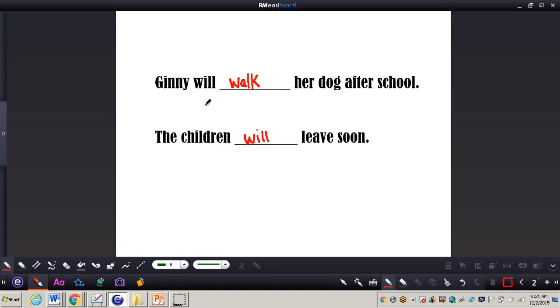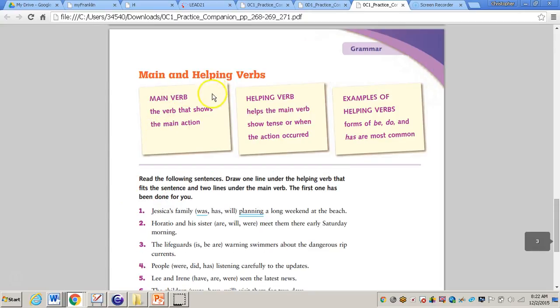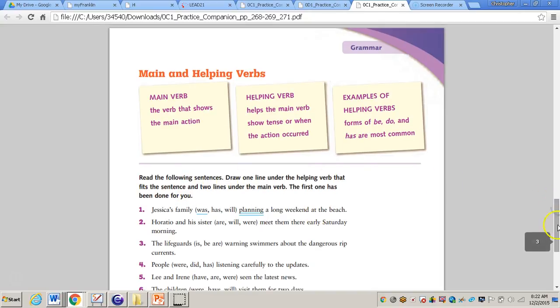So now what I want you to do is turn your practice companion books to page 271 and we'll go over this together. So you can see at the top it says main verb and helping verb. Main verb is the verb that shows the main action. Helping verb helps the main verb show tense or when the action occurred. And some examples of helping verb forms of be, do, and has are the most common forms of the helping verbs. Now, we can see for the directions for page 271, it says read the following sentences. Draw one line under the helping verb that fits the sentence and 2 lines under the main verb. The first one has been done for you.